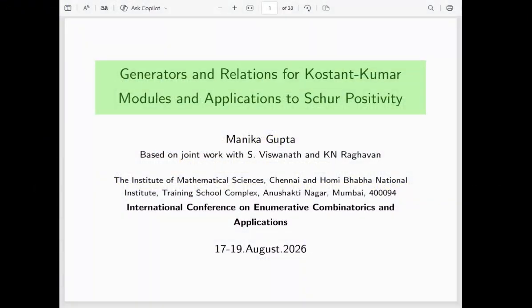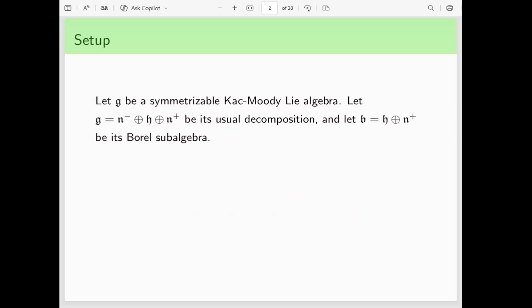So I'm going to be speaking about Kostant-Kumar modules, which are certain modules of Kac-Moody Lie algebras. So it's a bit of representation theory, but it uses a lot of combinatorial tools. And then we're going to see some applications. So I'll just quickly describe the setup.